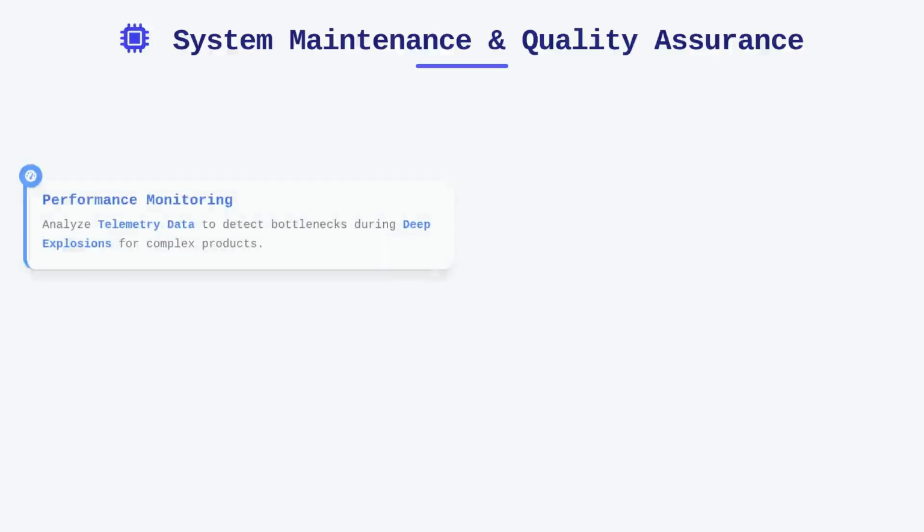For those of you tasked with maintaining these systems, the responsibility extends to performance monitoring and quality assurance. You need to keep an eye on telemetry data to identify potential bottlenecks, especially when the planning engine is tasked with deep explosions for complex products.